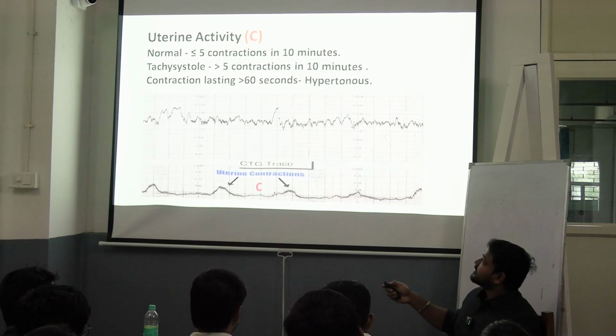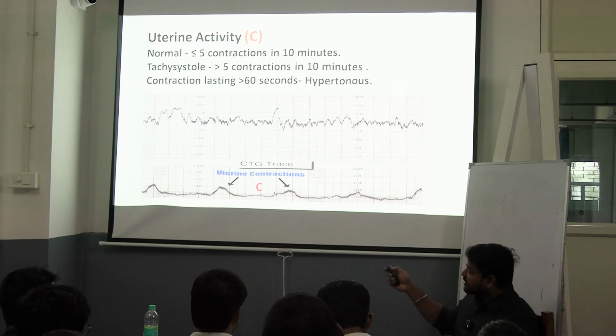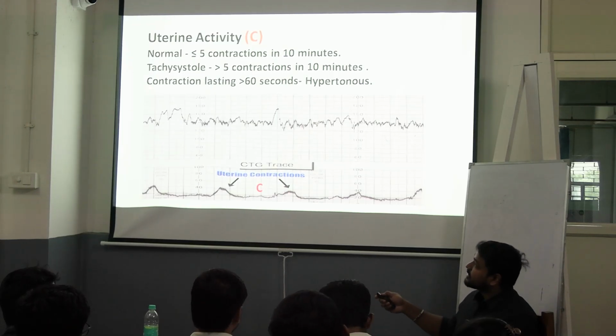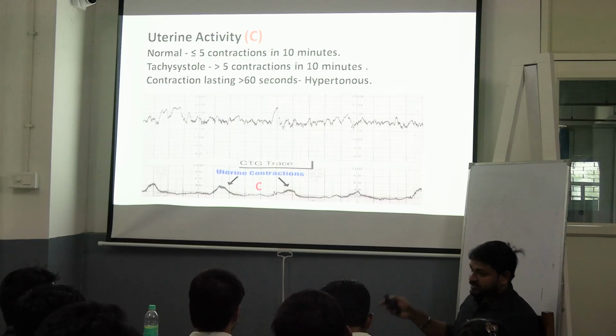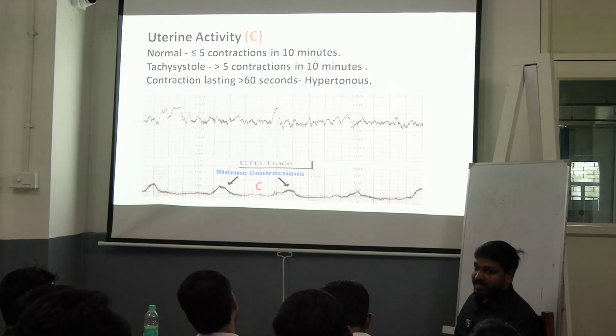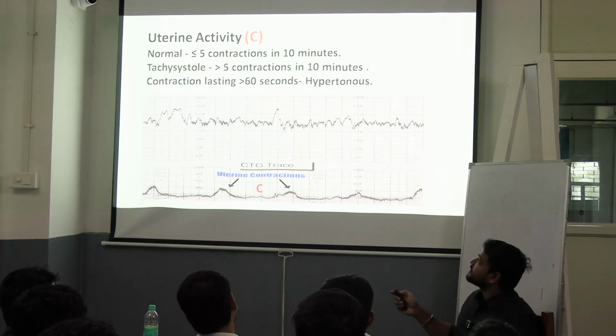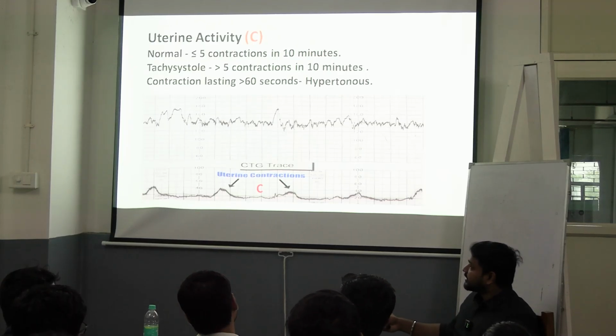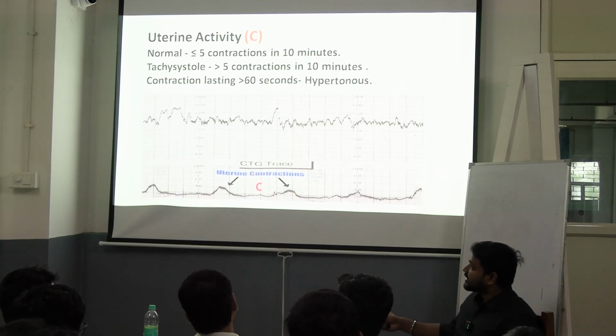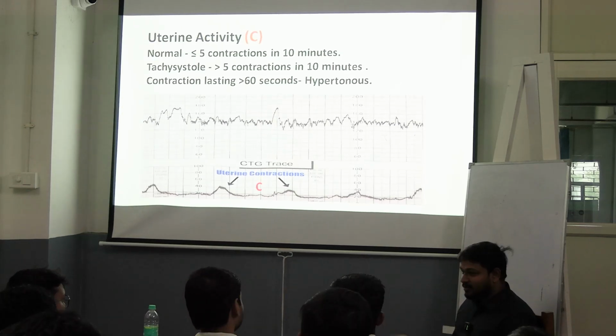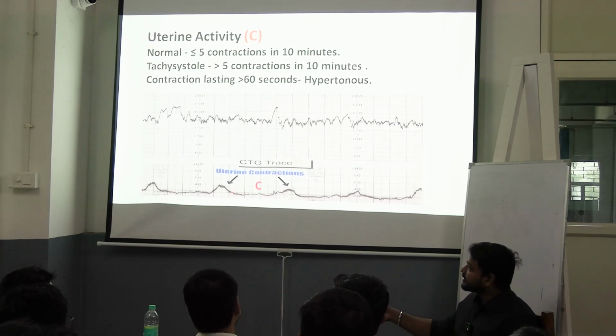So normally it should be less than 5 contractions. If it is more than 5 contractions in 10 minutes, we call it tachysystole. If the contraction is lasting more than 60 seconds, we call it hypertonus. See here, the contraction is lasting for approximately how much? 1 minute. Yes, from here to here it is 1 minute.